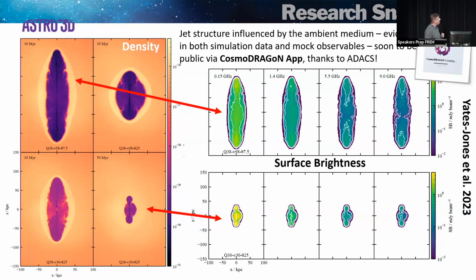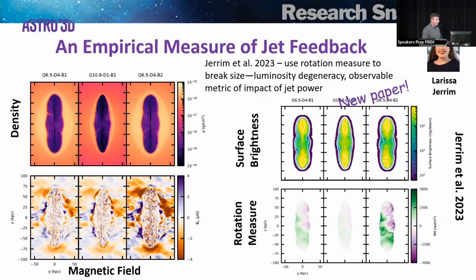So these are surface brightness maps available via a CosmoDragons app that we're working with ADAX to do. Now, a really interesting outcome of this work, so that was basically just a presentation of the data and that it works and it looks sensible.